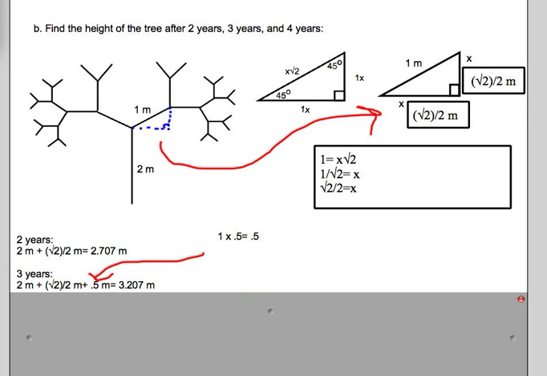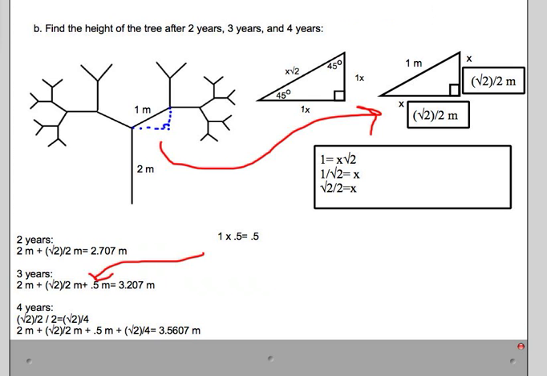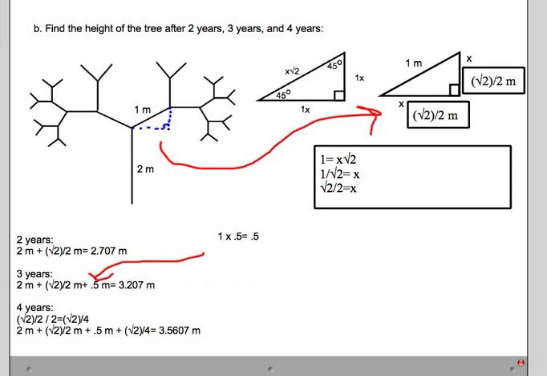Here, it is apparent that 1 times 0.5 is equal to 0.5. Therefore, the length of the second vertical branch. For 4 years, you can calculate the length of the fourth branch by multiplying rad 2 over 2 by 0.5, which equals rad 2 over 8. If you add 2, rad 2 over 2, 0.5, and rad 2 over 8 together, you will get 3.5607 meters, or the length of the tree after 4 years.